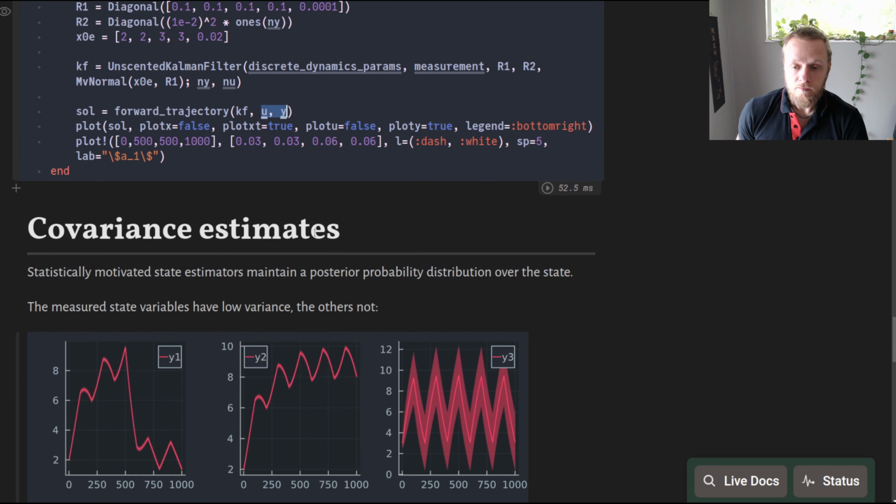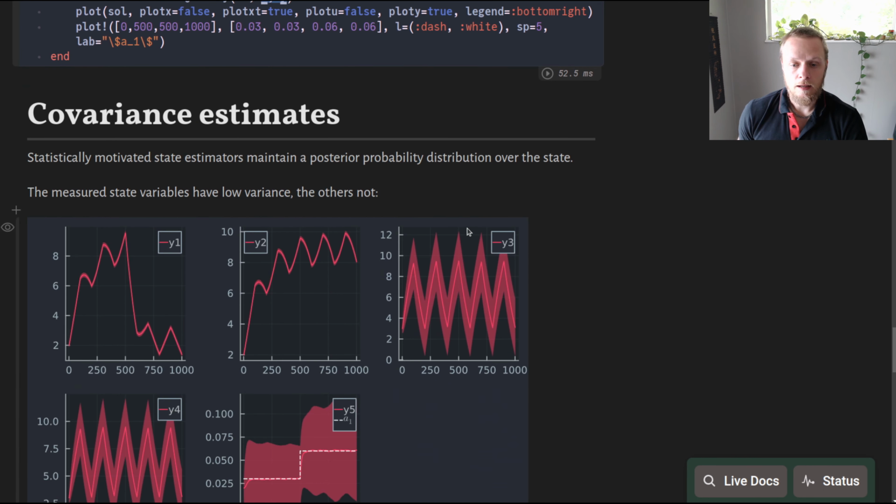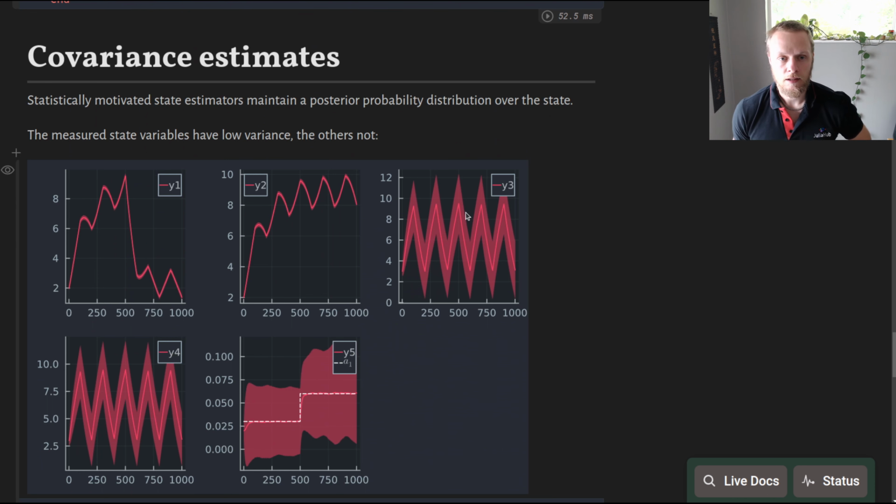All right. So many state estimators are motivated by a statistical model. The Kalman filter and its friends are some of those examples. And that also means that the state estimator includes internally a posterior estimate of the probability distribution over the state. So we can use that to plot how confident the state estimator is about its estimate.